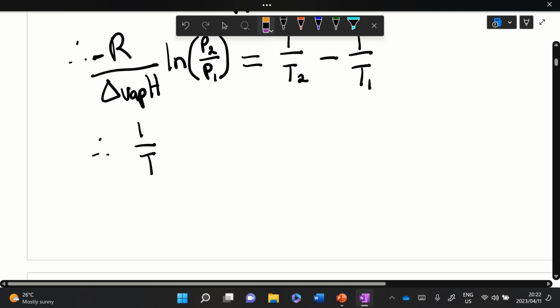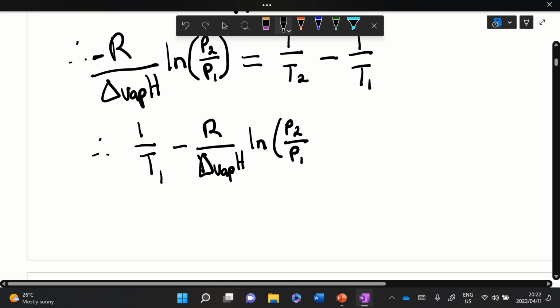Okay, and then we want T2, so 1 over T1, we bring it here to the left. 1 over T2 is going to be 1 over T1 minus R over delta vap H ln P2 over P1, and then to get T2 on top, we just have to take the inverse of that, right? So in other words, we invert that whole thing over there.